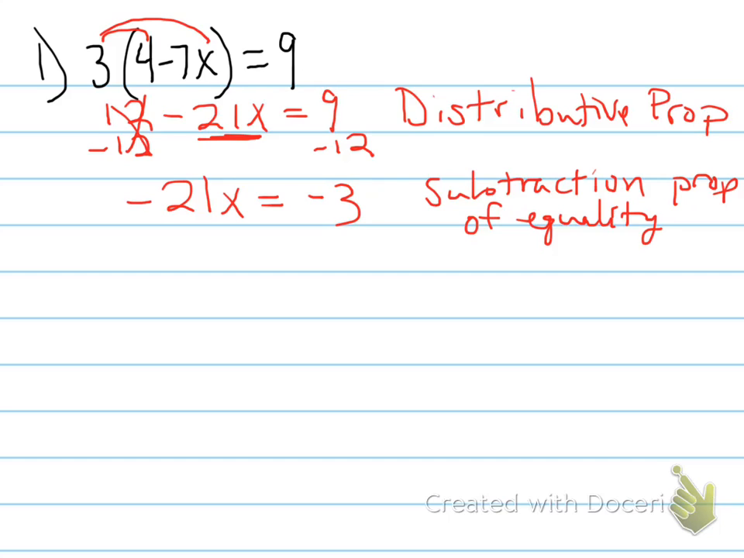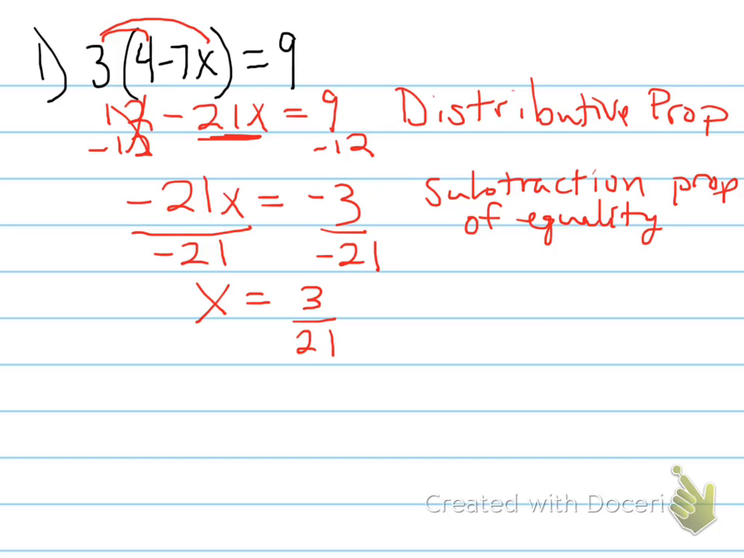Now I need to make a 1 in front of that x, not a negative 21. Or I need to think of it as undoing the multiplication. So I'm going to divide by negative 21 on both sides. A number divided by itself gives me 1. 1x is x equals negative divided by a negative is a positive 3 over 21.